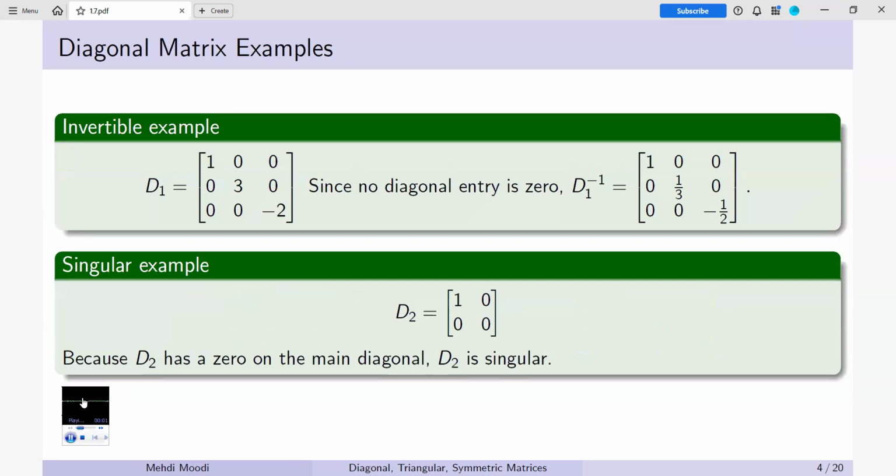Here we compare two diagonal matrices. The first is invertible because every diagonal entry is non-zero. The second is not invertible because it has a zero on the diagonal. One zero is enough to ruin invertibility.